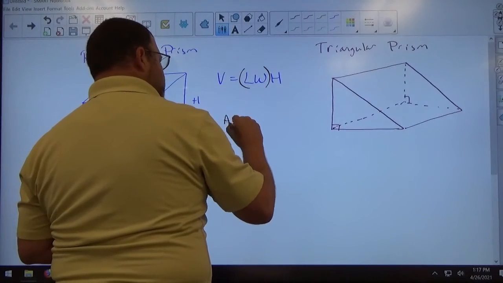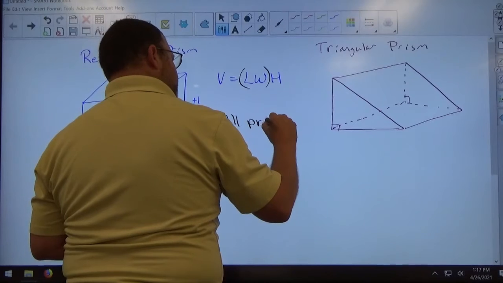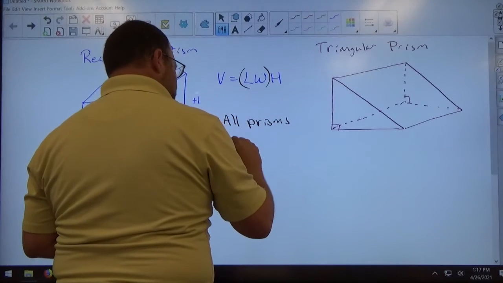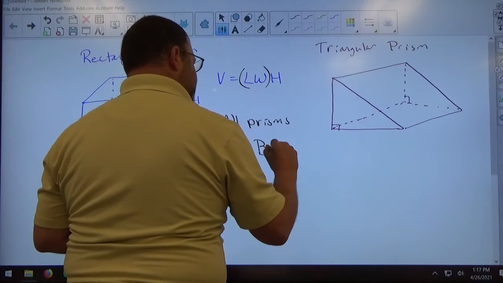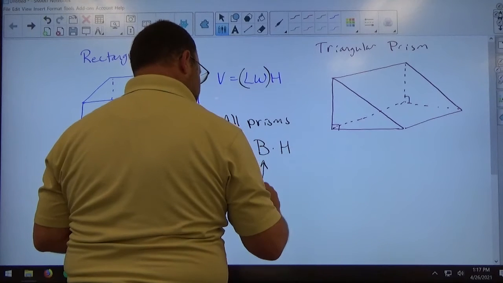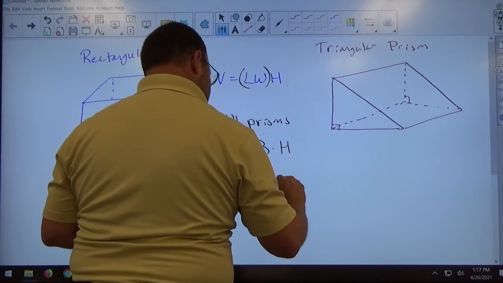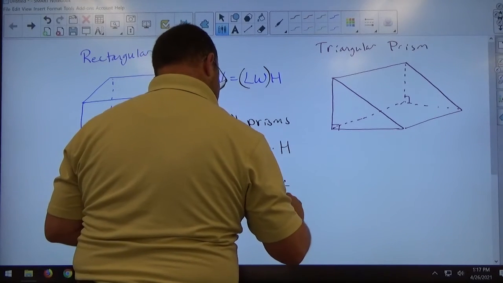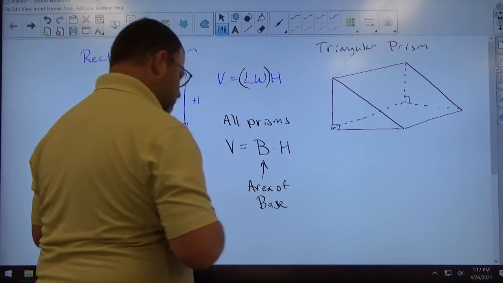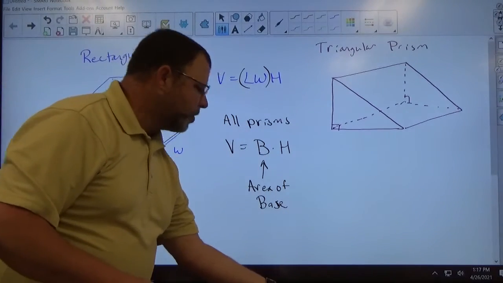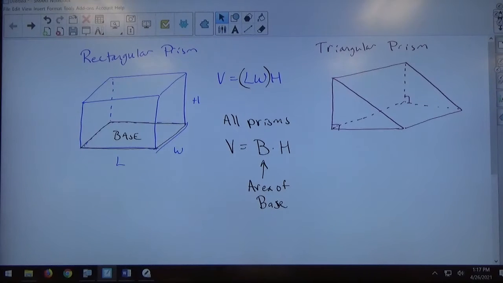For all prisms, volume is equal to area of base times height, where B is area of base. So what I want you to do on these problems is I want you to establish what the base is, find its area, and then the height is how far apart the bases sit from each other.